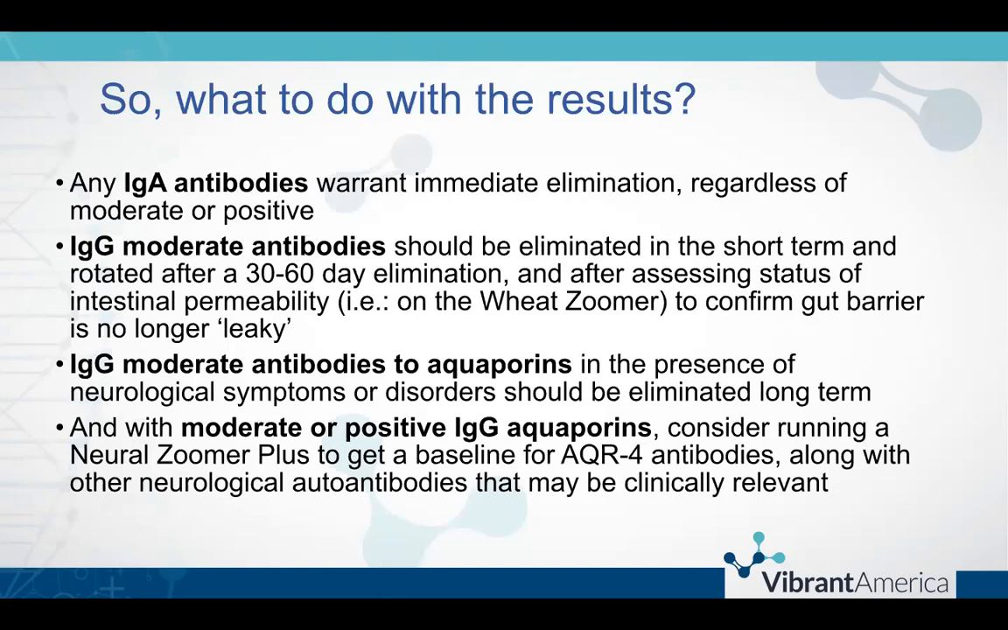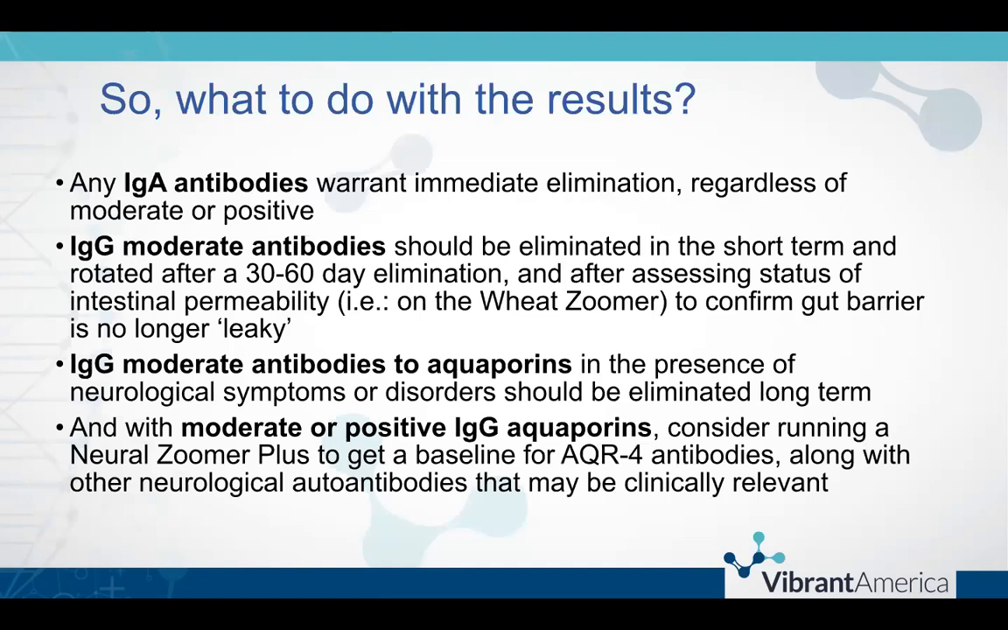Also, after assessing the status of your intestinal permeability for that patient, you'd want to confirm that the gut barrier is no longer leaky. So whatever protocol or interventions you put that patient on, you would want to retest at a minimum the intestinal permeability for that patient to make sure that there's no zonulin, anti-zonulin, anti-actin, or anti-LPS antibodies, demonstrating that there's still some leaky gut going on, which means that if you were to reintroduce those foods, you would really just start the same cascade of inflammation over again.